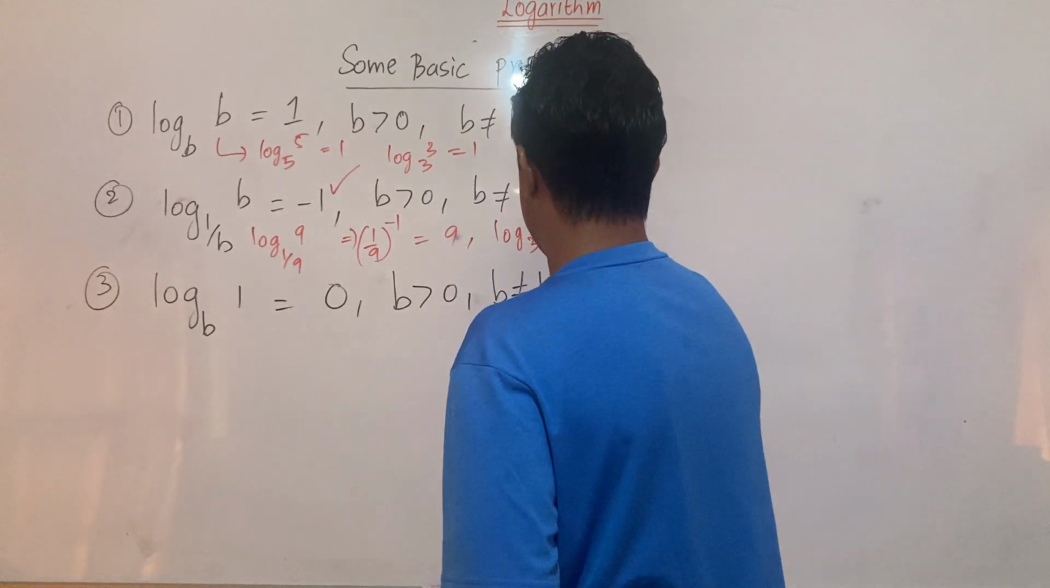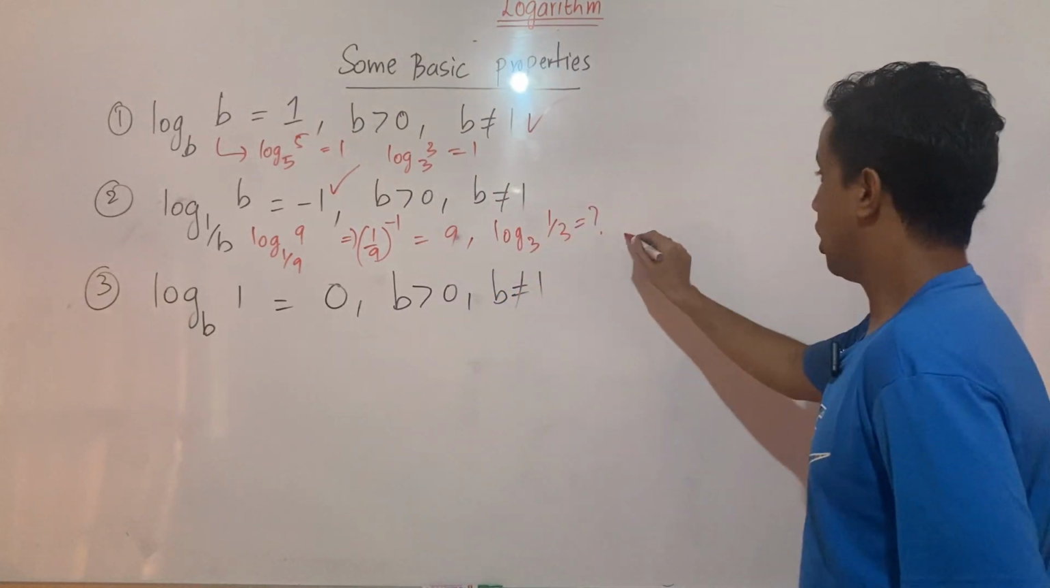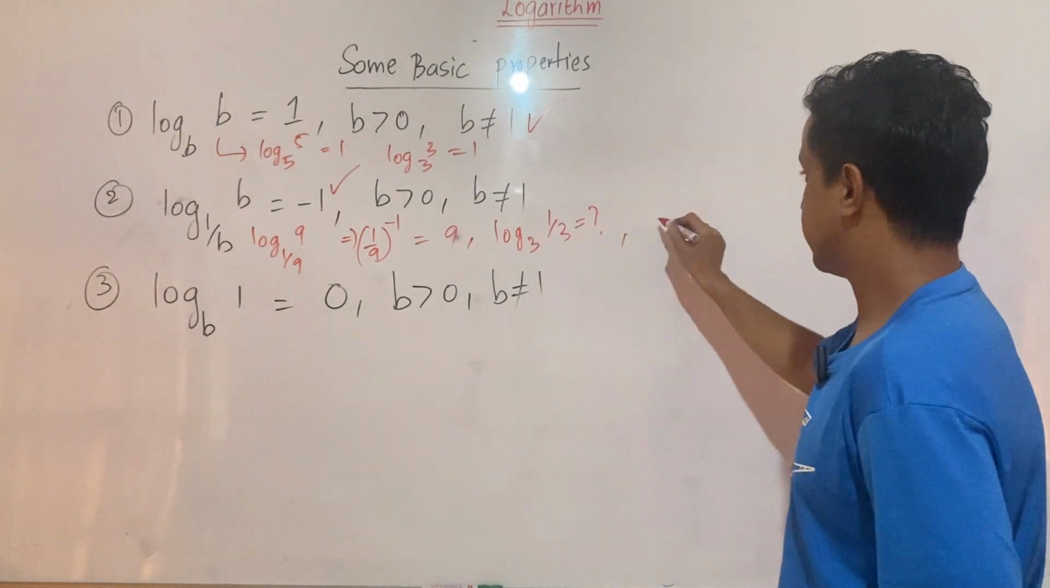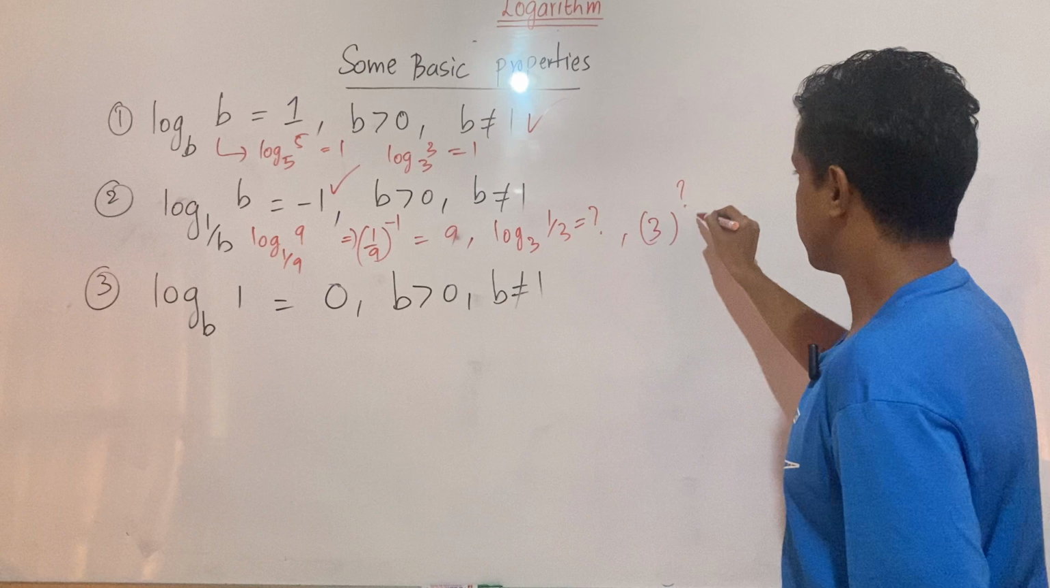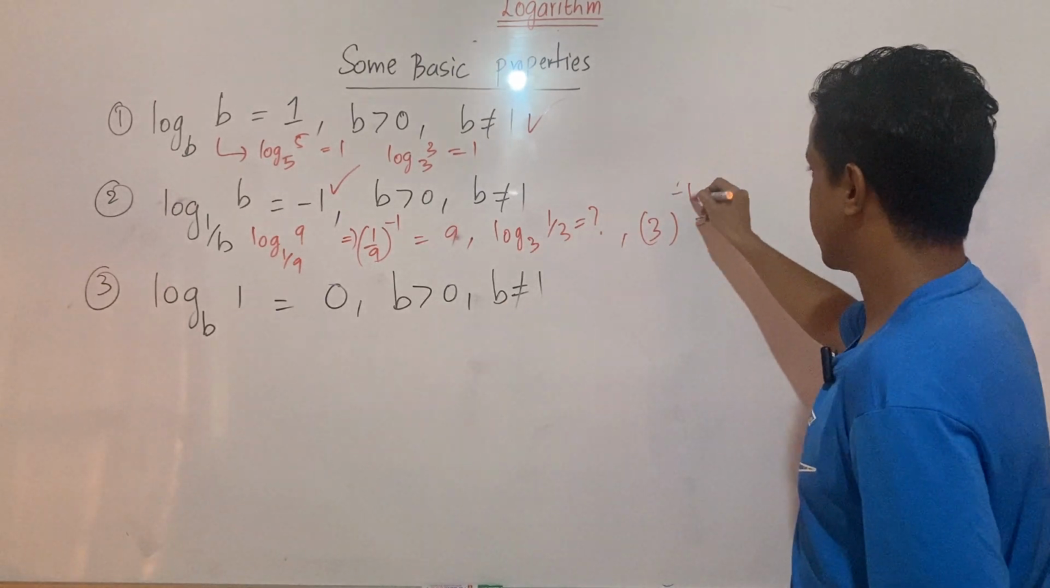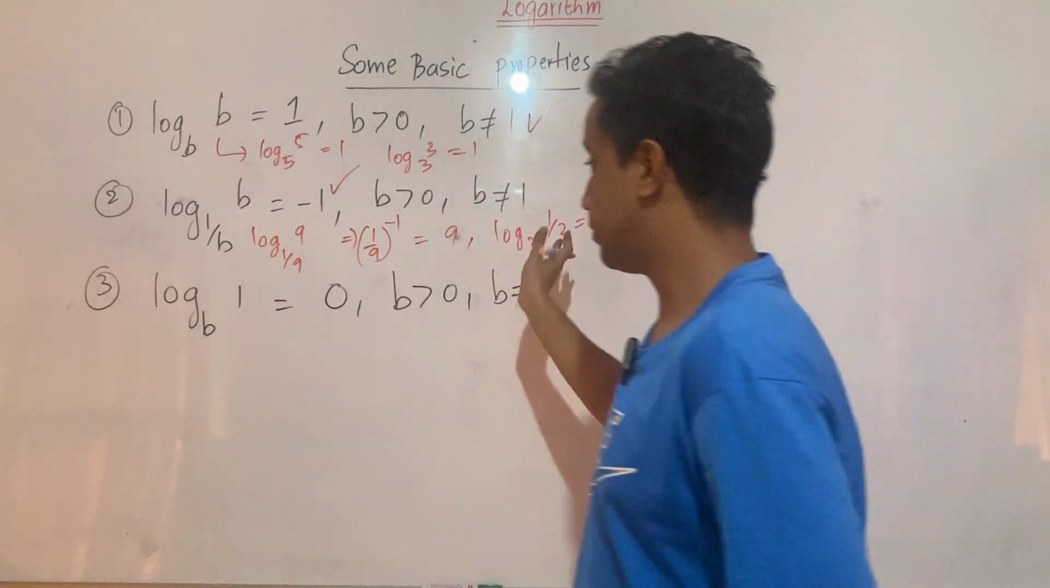Or log of 1 by 3 to the base 3 equals what? Now, what power should I raise this 3 to get 1 by 3 as my answer? -1. So this is going to be -1. Okay, I hope this is clear.